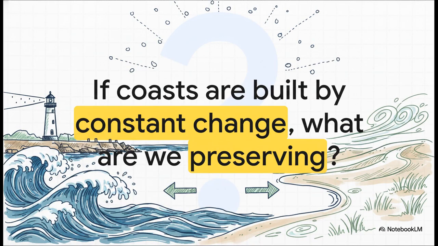And that just leaves us with this huge, kind of mind-bending question, right? We spend billions of dollars trying to preserve our coastlines, to hold them perfectly in place. But if the very nature of a healthy coast is this dynamic equilibrium, this constant balanced change, what exactly are we trying to hold on to? It's a thought that completely reframes how we should be thinking about living by the sea.